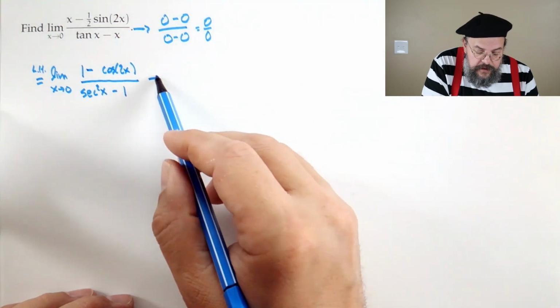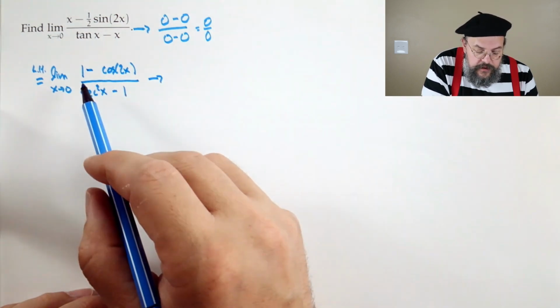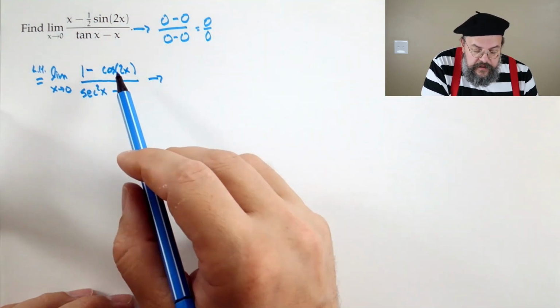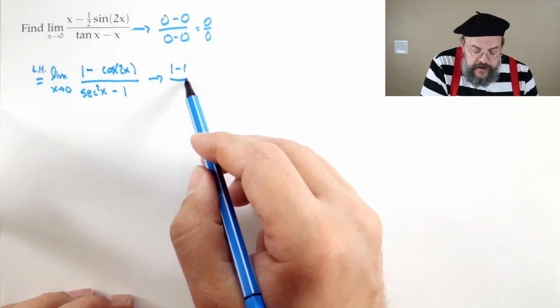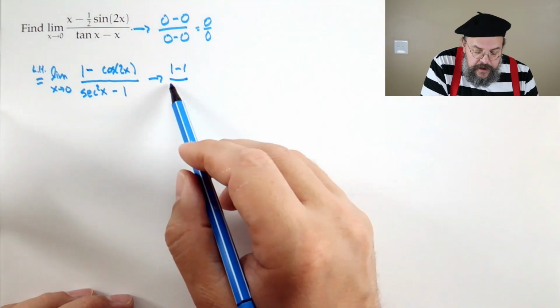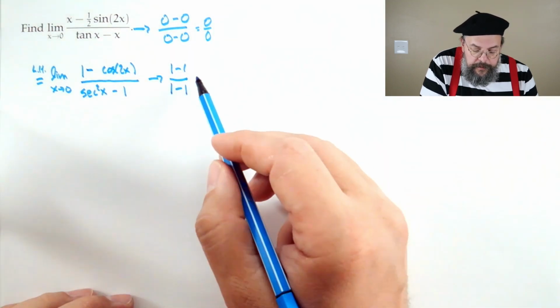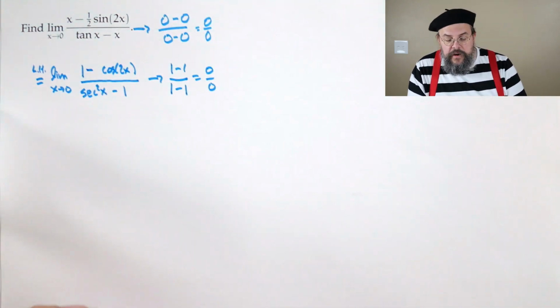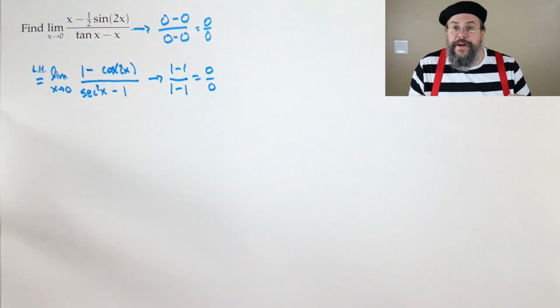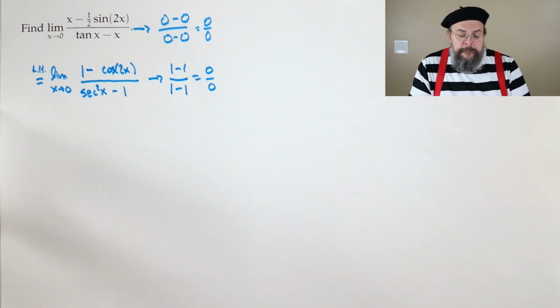Well, what does that do? Well, that goes to 1 minus cosine of 0, which is 1. Downstairs, secant of 0 is 1. And then if you square 1, it's still 1. 1 minus 1 over 1 minus 1, which is 0 over 0. Okay, well, progress of a type. Certainly seems like it's getting a little bit easier. Still going to 0 over 0. And, well, let's keep going.